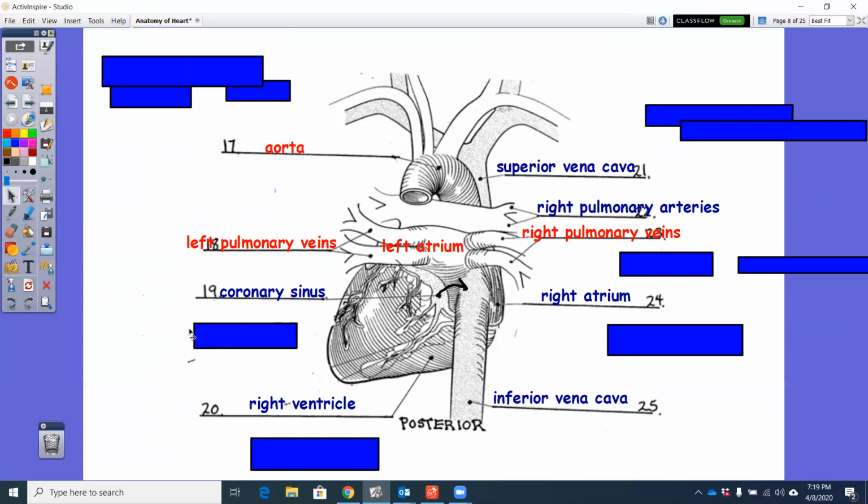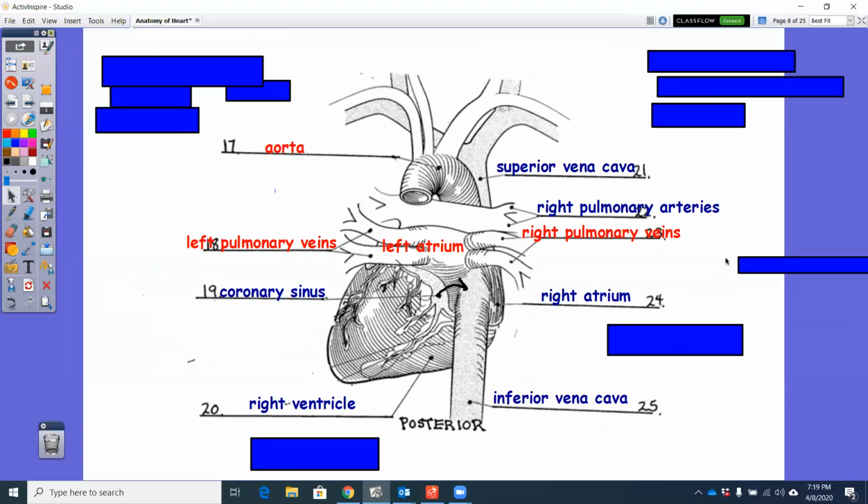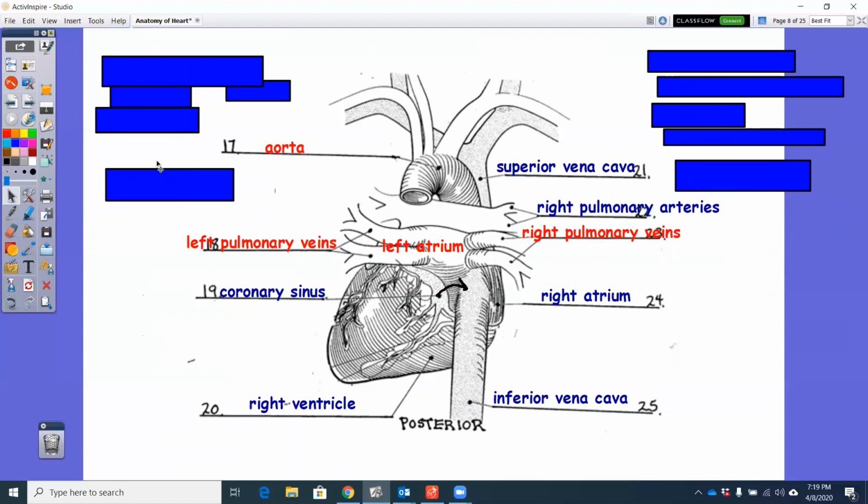All right, so that gets the anterior and posterior sections of the heart labeled. And make sure I didn't leave anything out. I don't think so. Okay, so we've done the front and the back. We will do the cross section tomorrow, because it's got a few more details to it that I don't want to overwhelm you with at one time.